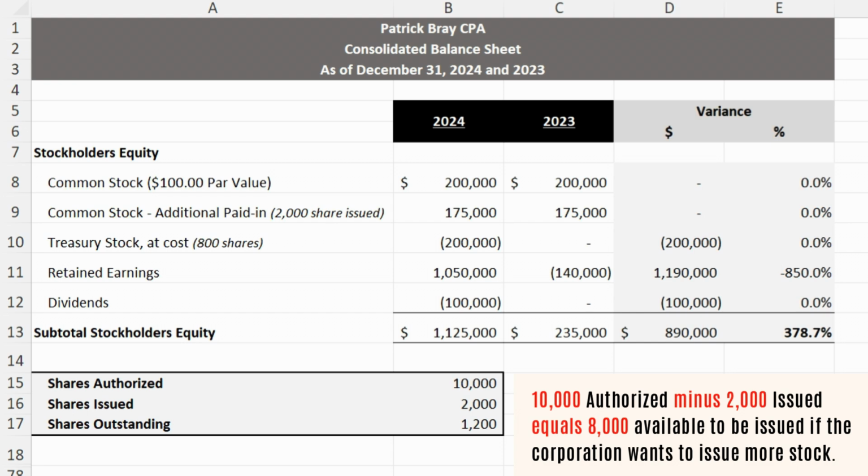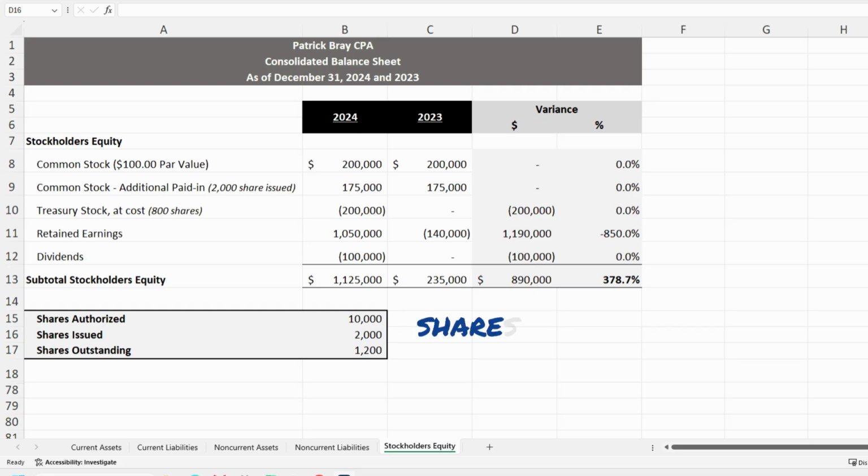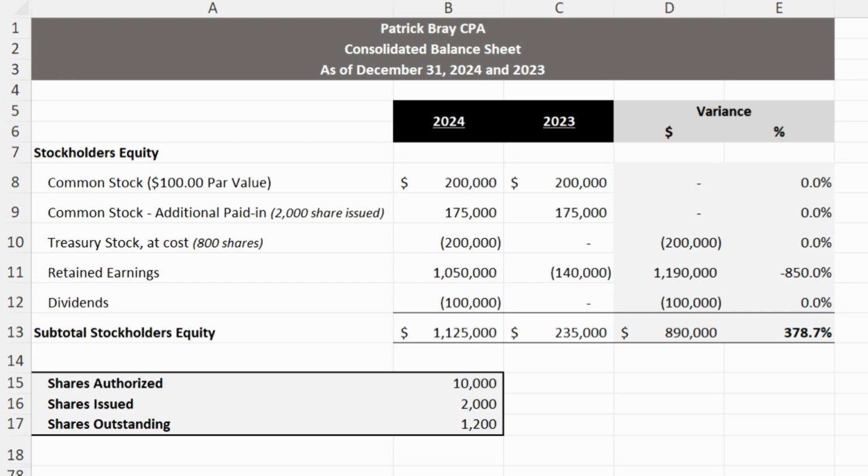And then the next level down from there is outstanding. How many shares are currently outstanding? How many shares are actually owned by shareholders? That is the difference between authorized, issued, and outstanding. A lot of times you're going to see issued and outstanding be the exact same number, but we're going to go over why that number can be different when you're looking at a balance sheet of a corporation.